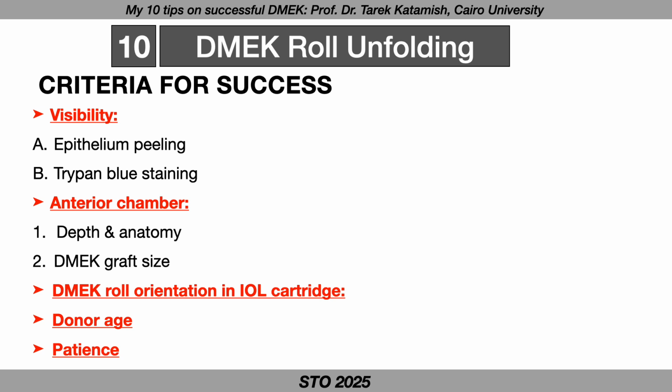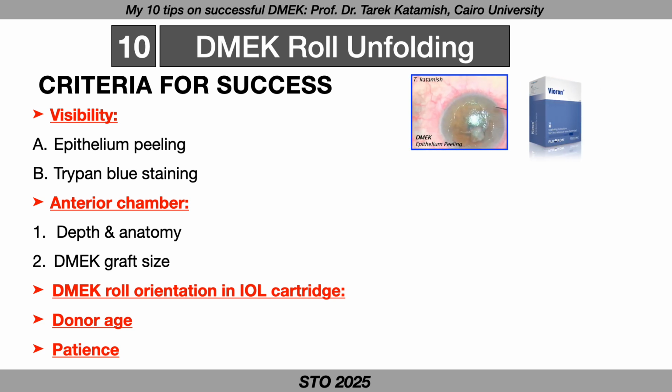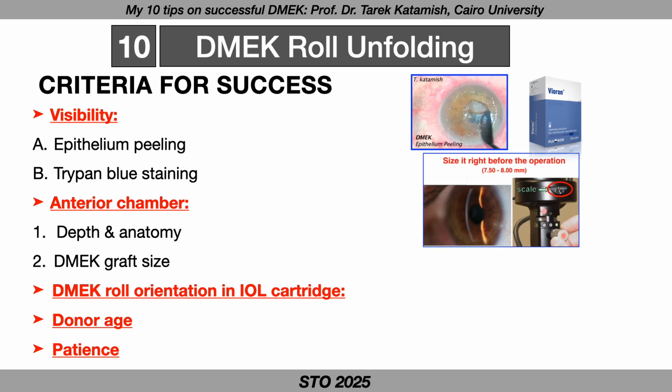Tip number 10, DMEK roll unfolding. To have a proper DMEK unfolding, you have some criteria for success. First of all, the visibility should be good by peeling of the epithelium and using Trypan blue staining for 2 minutes. The anterior chamber should have a normal depth and anatomy, and you should have a proper graft size.